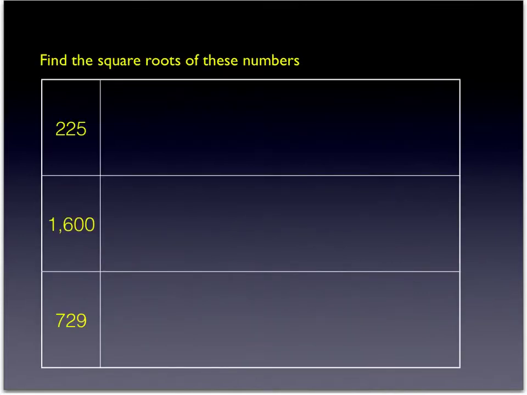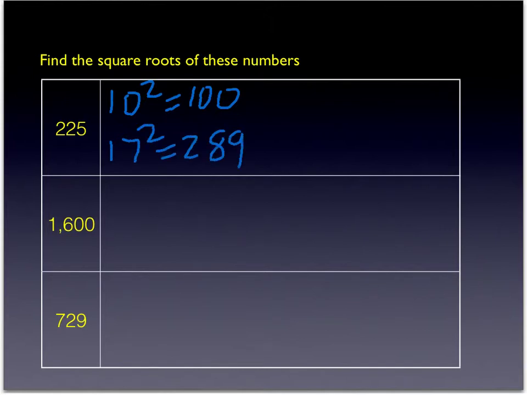So find the square roots of these numbers. Okay, so I already gave you the answer to number 225. We remembered that 10 squared equals 100. We just proved that 17 squared equals 289. And I just said a minute ago that if we're working backwards, we could go to 16 squared, but I already gave you the answer. The answer is 15 squared equals 225. Okay? All right.